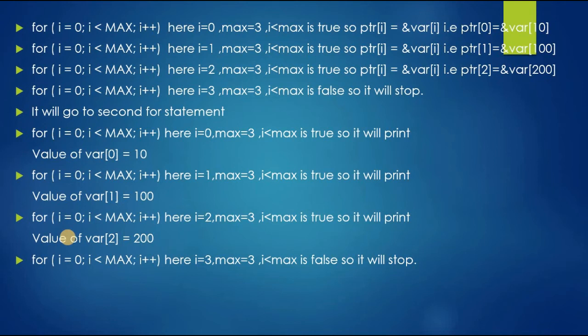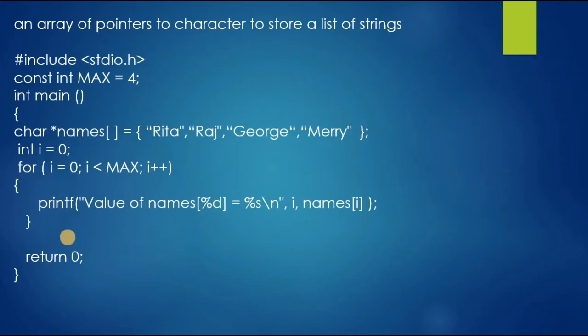This is how we used an array and pointers in a program. Now we will see one more program here, which is an array of pointers to character to store a list of strings. Here we use a character type array which holds the names inside the array. We declared names as a list, and integer variable i is equal to 0. Then we gave a for statement. Inside that we are going to print the value of names and return the value 0.